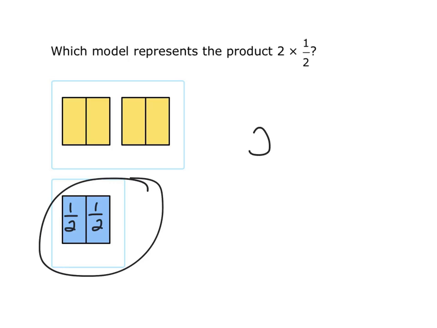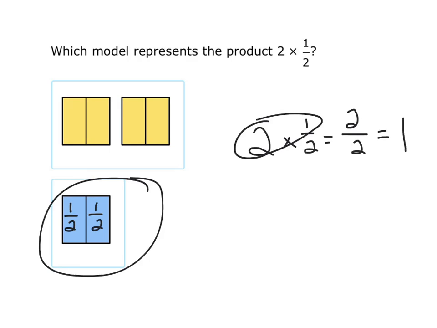Now if I were to solve this mathematically, 2 times 1/2, you just did an SS1. We have a denominator of 2. We can actually multiply 2 times 1 here to give us a numerator of 2. So this is actually 1 whole. And as you see in the picture, so is that.